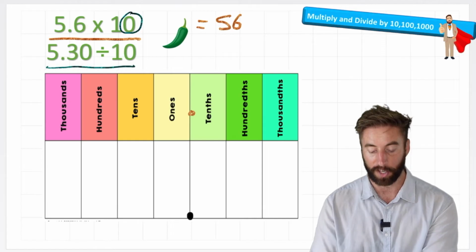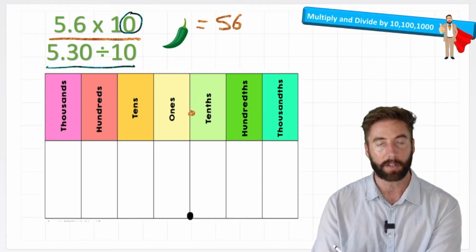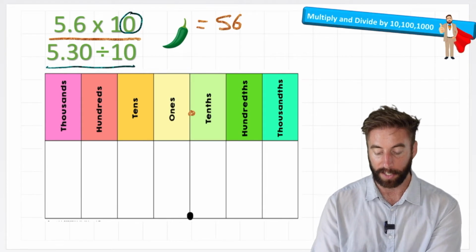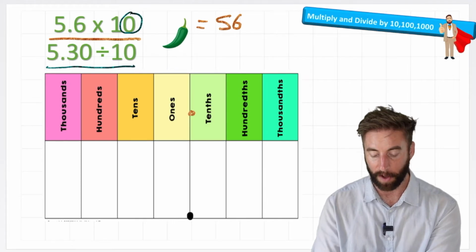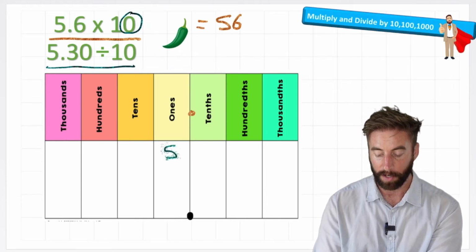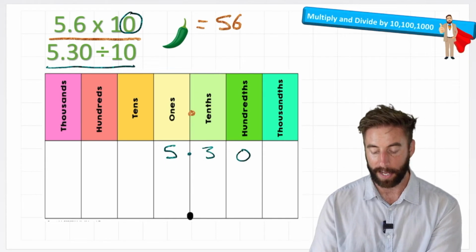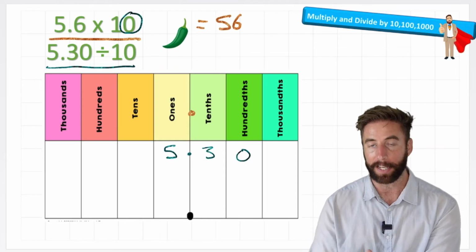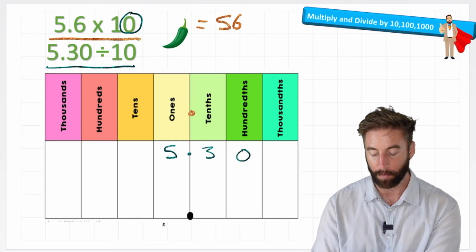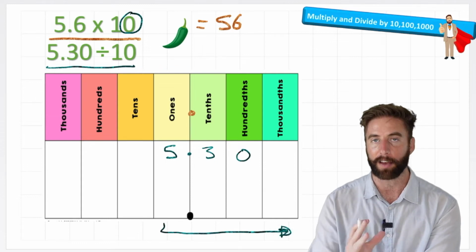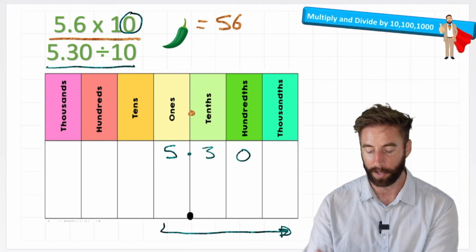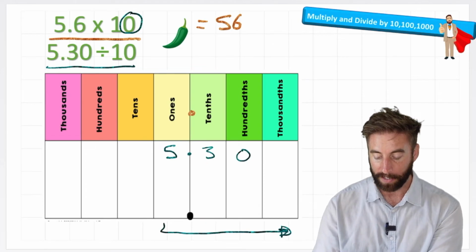So my next question says 5.30 divided by 10. So the first thing to do is put our numbers in the correct place, and 5.30 is 5 ones, my decimal, 3 tenths, and 0 hundredths. And again, we're dividing by 10, so I'm only going to be moving one place, but this time I'm actually going to be moving my digits down the place value chart because I'm dividing, so therefore my answers are going to be getting smaller. So here we go, let's move them one place.